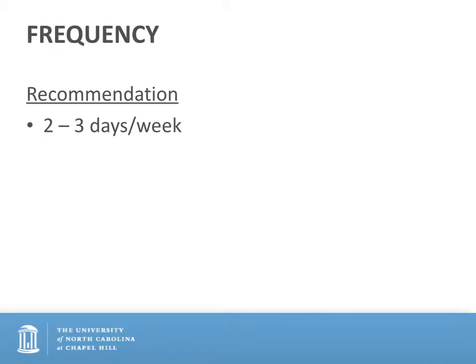Let's now start at the first letter of the FITT-VP principle, which is frequency. Frequency of physical activity is the number of days per week dedicated to performing physical activity. The American College of Sports Medicine recommends that healthy sedentary adults perform neuromotor training 2 to 3 days per week.